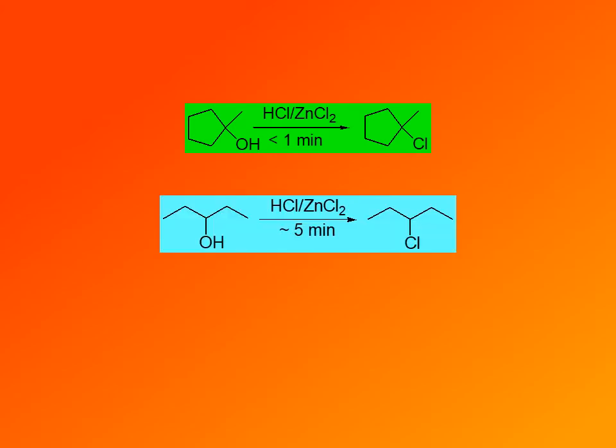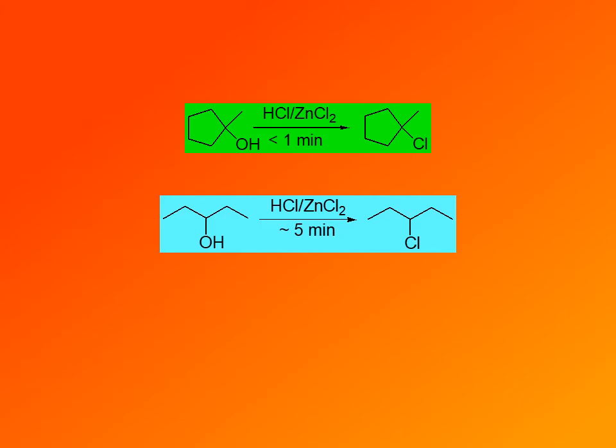In case of secondary alcohol, the reaction is completed within minutes, typically 5 to 10 minutes. It's very seldom that it will take more than 10 minutes, typically about 5 minutes. So you can see that the reaction rate reflects the relative stability of carbocations. A tertiary carbocation is more stable than secondary, which means it forms faster and the reaction is correspondingly faster.